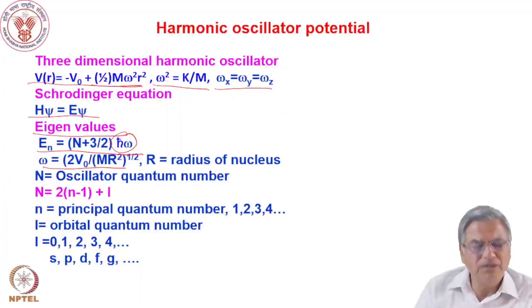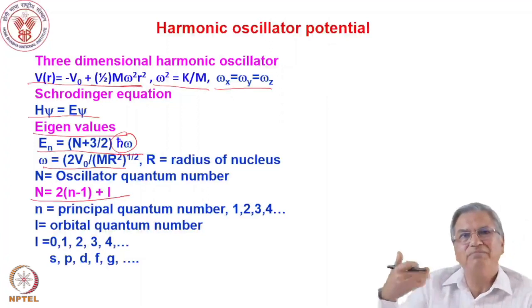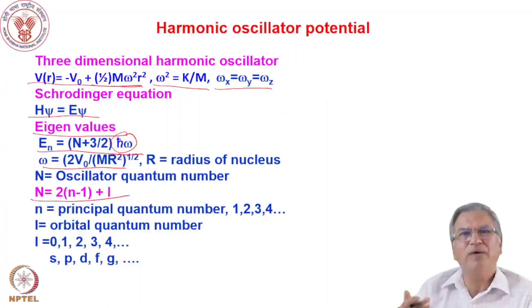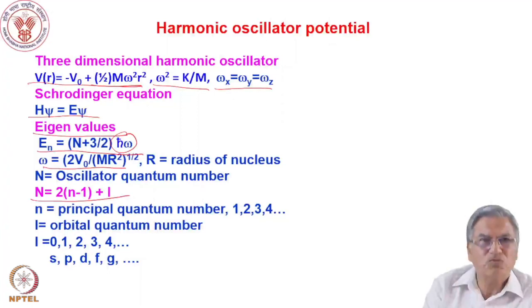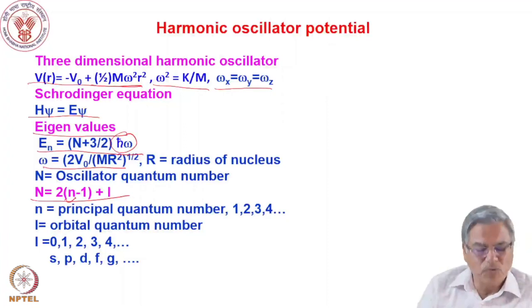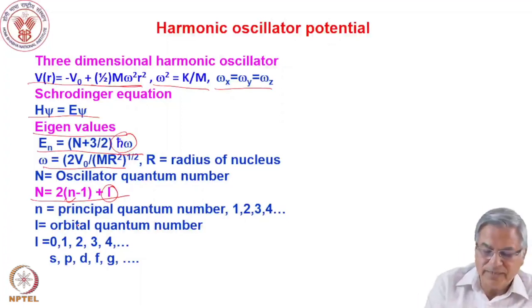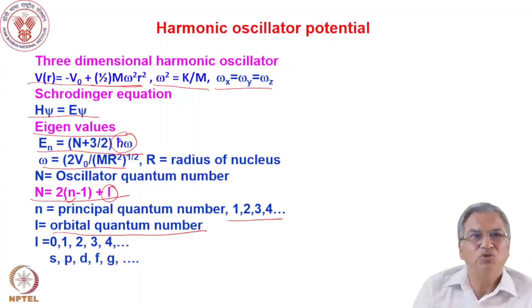Now, let us try to set up the eigenstates, the different shell model states. Like I told, the electrons occupy the K, L, M shells in atoms. Similarly, the nucleons, neutrons and protons, are separately occupying orbitals like S, P, D, F and so on. There is a formula for the oscillator quantum number in terms of other quantum numbers. They are small n, the principal quantum number, and small l, the orbital quantum number. The principal quantum number n can take values 1, 2, 3, 4 and so on, whereas the orbital quantum number can take the values 0, 1, 2, 3, 4.